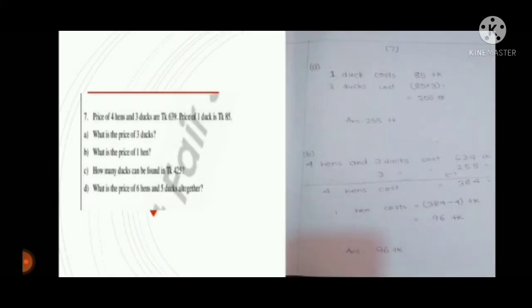Okay, number 7. The price of 4 hens and 3 ducks is 639 taka. Then the price of 1 duck is 85 taka. So we have to find out what is the price of 3 ducks, what is the price of 1 hen, how many ducks can be found in 425 taka, and what is the price of 6 hens and 5 ducks.